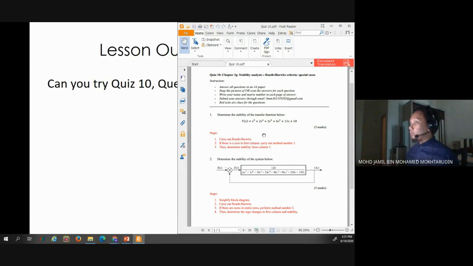So for section 2, some of them that have submitted the quiz, what they did is that they straight away reversed the coefficient. I think they thought that this is already the case for 0 in the first column. But sometimes in exam, you don't know whether this is a case for 0 in the first column or not. So you need to carry out Routh Hurwitz as usual. Find out whether there is a 0 in the first column or not. Then only you continue with using the epsilon method or the reverse coefficient method. Then you can continue calculating the determinant and also determine the stability for the transfer function.